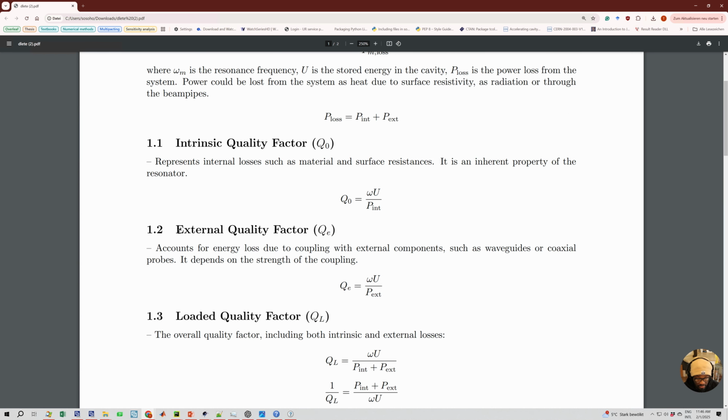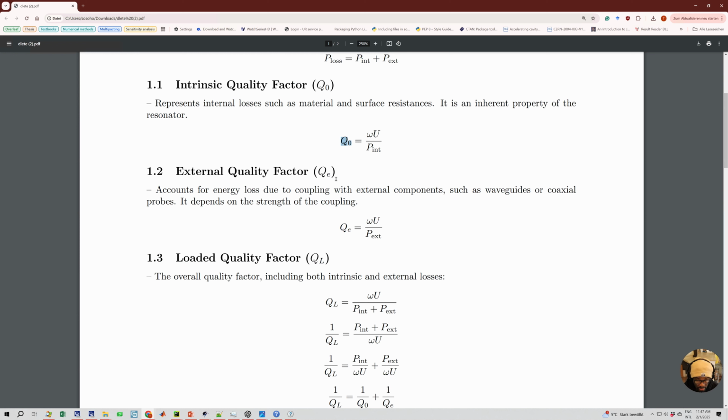One thing also to mention, which we will see later, is that for superconducting systems, at least in simulation, we usually assume that Q naught is infinity. That means we have zero loss here: if the surface resistance is zero, then the internal loss P internal tends to zero as the surface resistance tends to zero, and your intrinsic quality factor tends to infinity. Although in practice this is not the case, the value is large enough that we'll see some simplifications.